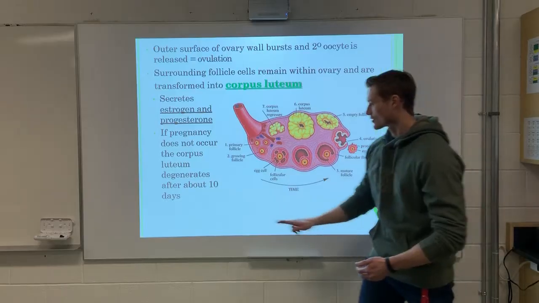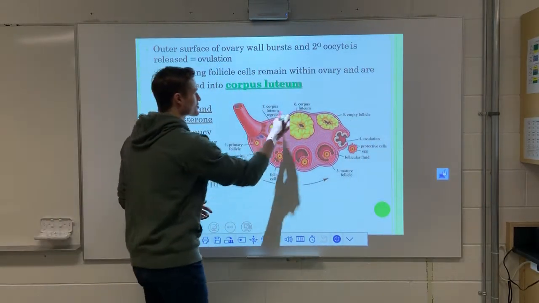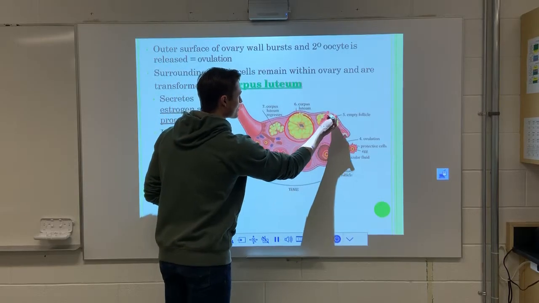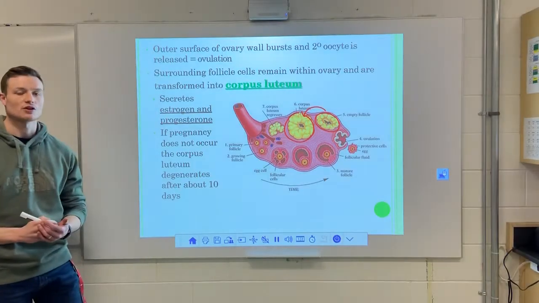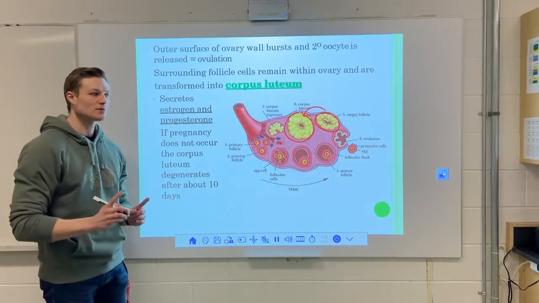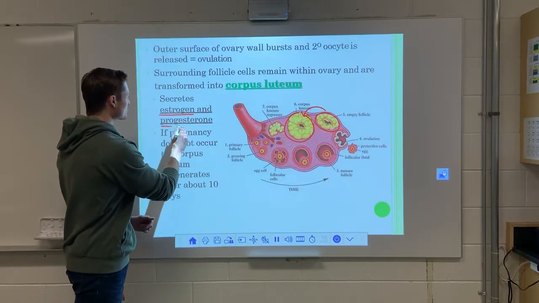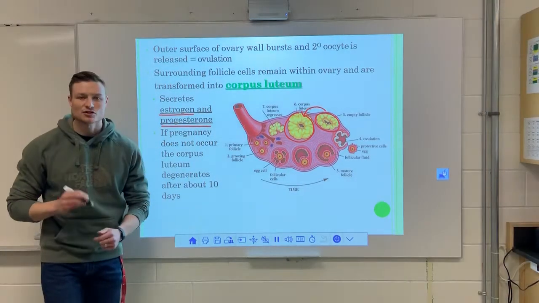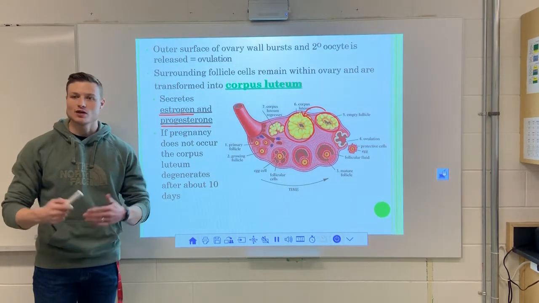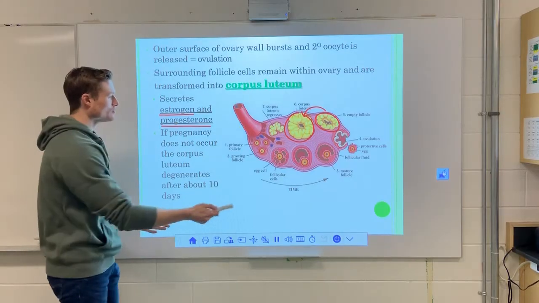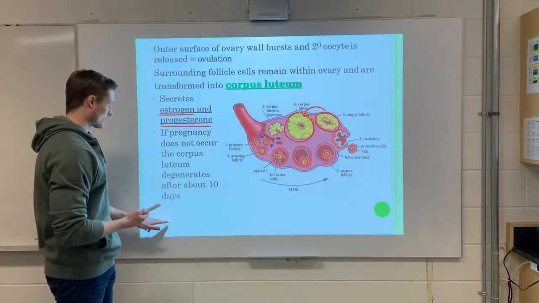And what's left over is what we call the corpus luteum. The corpus luteum is this structure right here. So you'll notice that we have an empty follicle, and this empty follicle will actually grow into what's called the corpus luteum. And the corpus luteum is really important because it secretes the female hormones estrogen and progesterone, which are essential in maintaining the lining of the uterus needed for pregnancy. Now, if no pregnancy occurs, the corpus luteum will eventually degenerate, and this whole cycle will repeat itself.